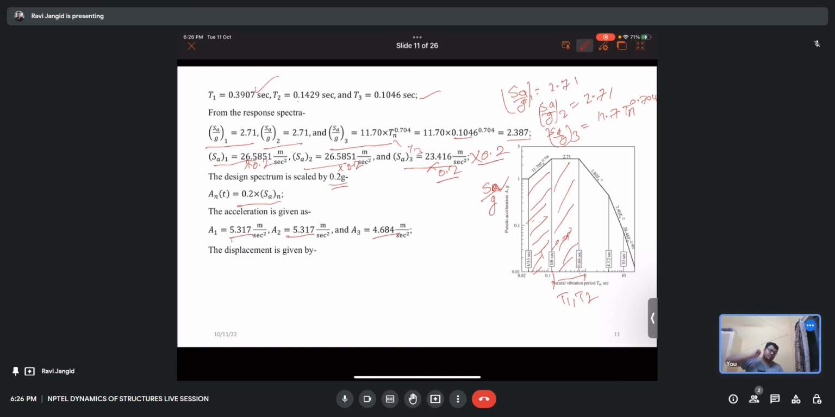So now we need to calculate the displacement. Okay, so for the displacement we need to calculate the first displacement D. So what is your displacement? D is equal to a divided by omega n square. So for D1 that is a1 divided by omega 1 square, and it is coming out 0.020 meter, D2 is 0.0275 meter, D3 is 0.00129.